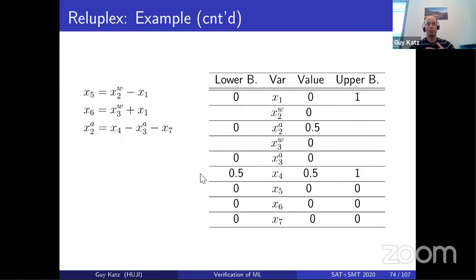And now comes the interesting point. So if you look at the assignment now, you will see that all of the variables are between their bounds. Nobody is too small, nobody is too great. You will also see that the equations are satisfied because this is an invariant. We always make sure that the equations hold.